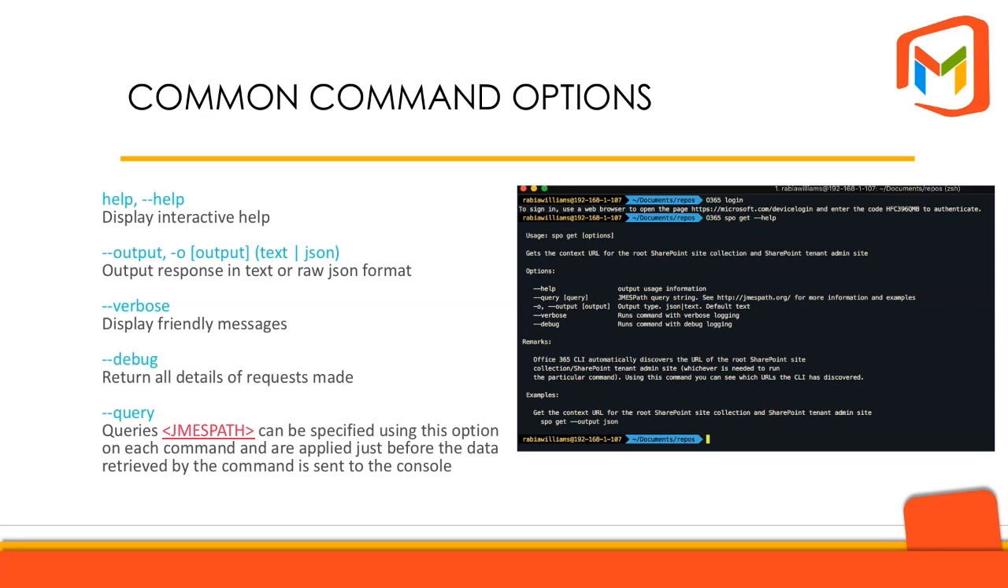Verbose just gives you a friendly message of things when it's done. Debug is when you really want to go full blown into that command and see what's happening, like that you're getting your access token back, if you want to go into details of the calls made. And also you've got this awesome query option, which uses the JMESPath querying mechanism. It's a language that you use to query JSON, so you can do that as well.